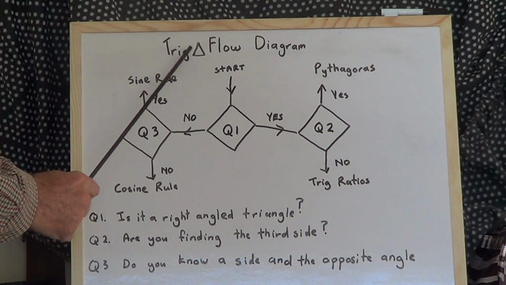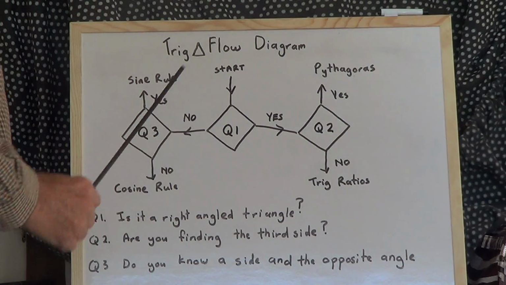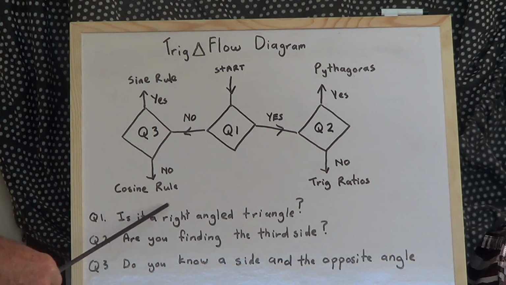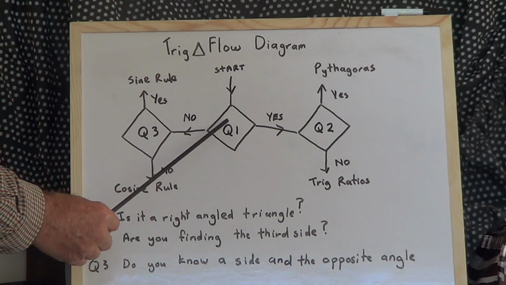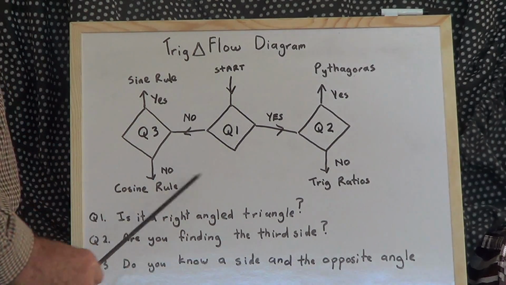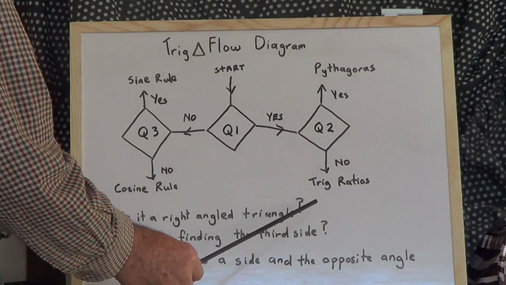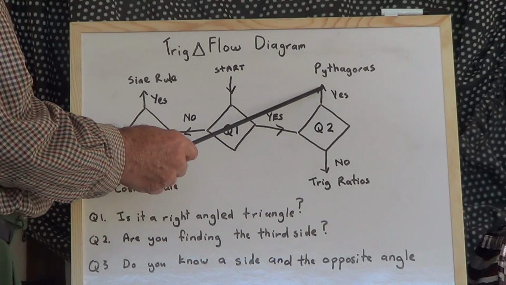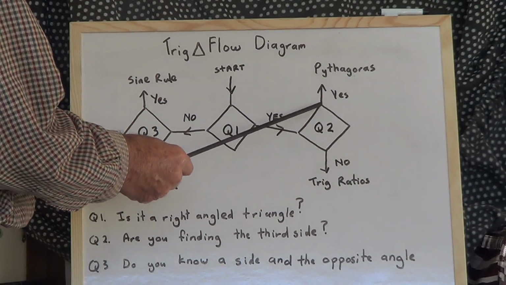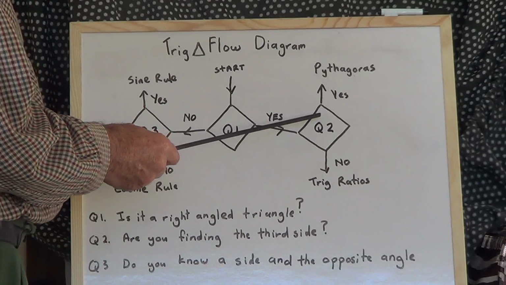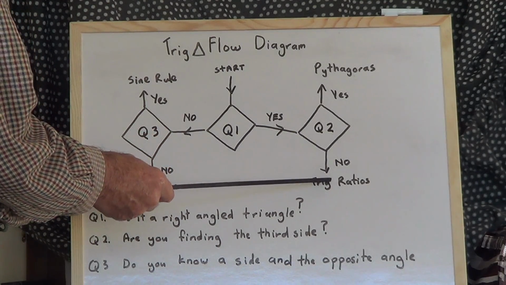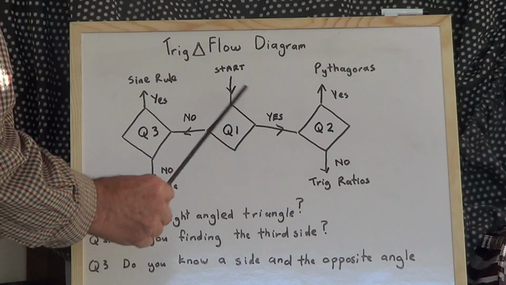Here we have the Trig triangle flow diagram. We start here and we come into question 1. Question 1: is it a right angle triangle? If the answer is yes, we then go to question 2. Are you finding the third side? If you are finding the third side, then you're going to use Pythagoras. If you're not finding the third side, you'll find there's an angle involved. You'll have to find an angle or use an angle, and then you'll use trig ratios.